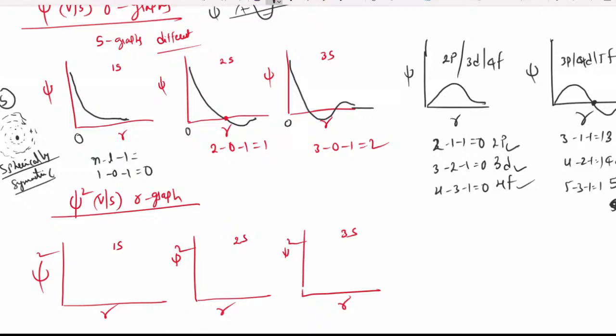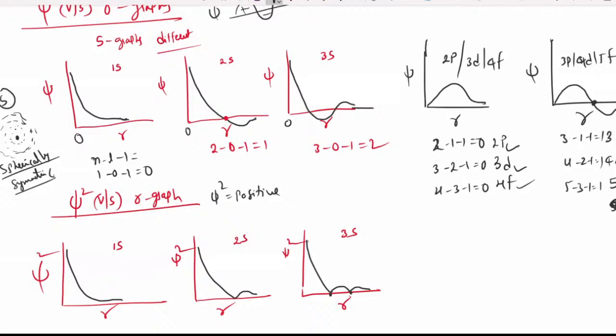For 1s, 0 nodes, that is no node. The graph is the same. For the 2s orbital, 1 node is there. Sir, why did you draw it up? Psi square is always positive. That is the difference. If you go for the 3s orbital, like this, 2 nodes, always positive. That is the difference between psi versus r and psi square versus r.